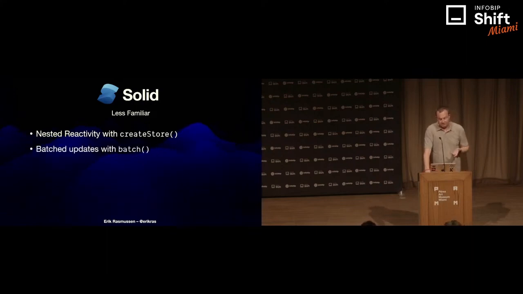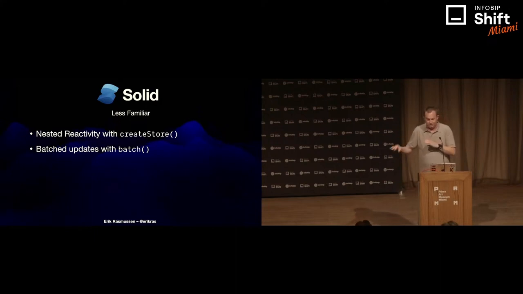You can do batch updates with a batch function. Normally, every time you call a setter on a signal, that is actually going to go and update the DOM. So if you want to update several things at once, you can do that in a batch, and then it will flush all those DOM updates out.